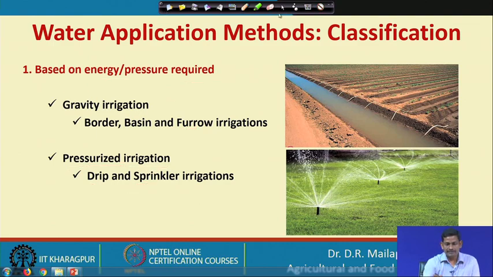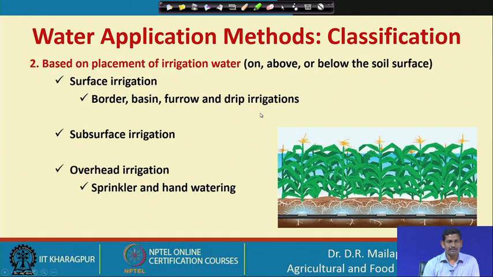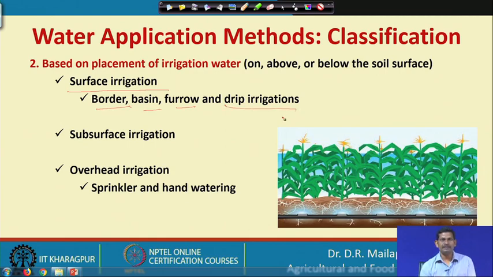The other category of water application methods is based on the placement of irrigation water. Whether you are placing water on top of the surface, subsurface or overhead makes the second classification. In the case of surface application, it is called surface irrigation: the border, basin and furrow, and also drip irrigation. Drip irrigation comes under surface irrigation, because you are applying water on the surface.